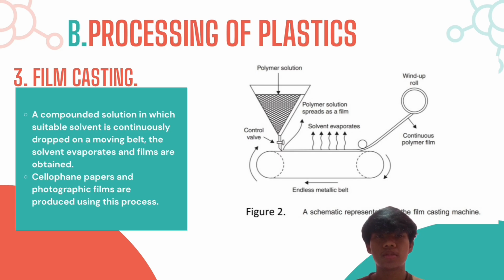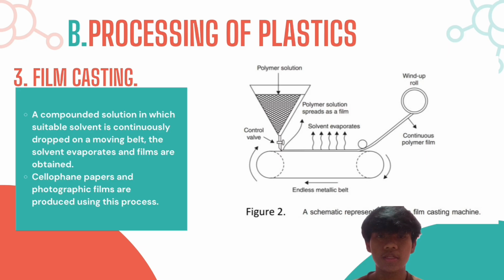Hello everyone, and now I will discuss film casting under processing of plastics. Film casting is a compounded solution in which suitable solvent is continuously dropped on a moving bed. The solvent evaporates and films are obtained.